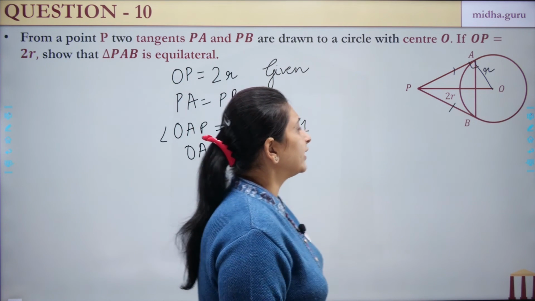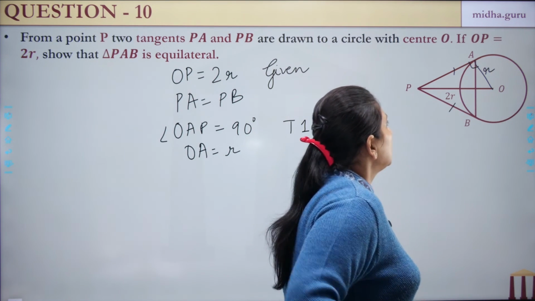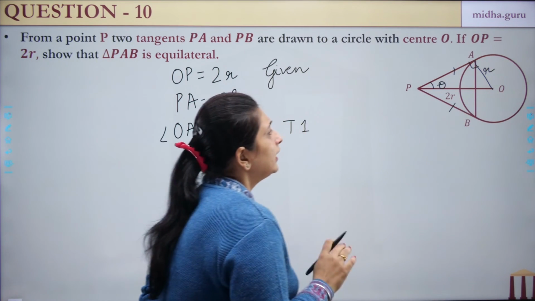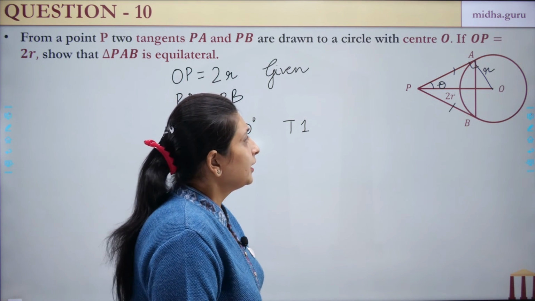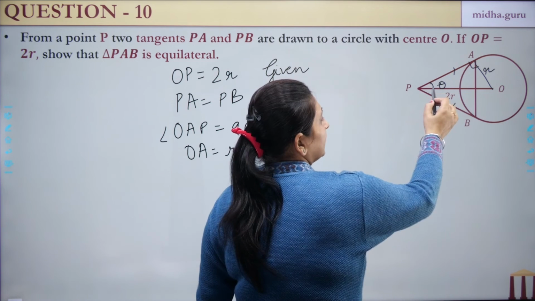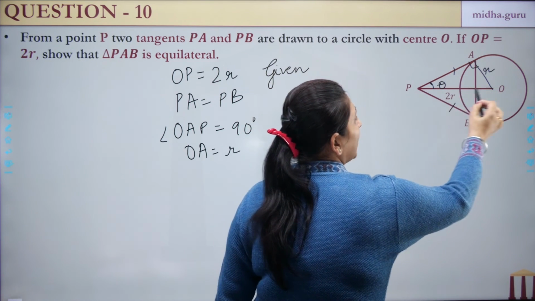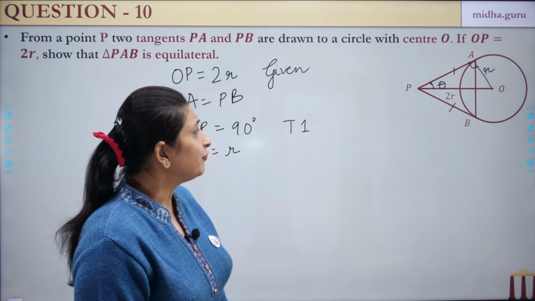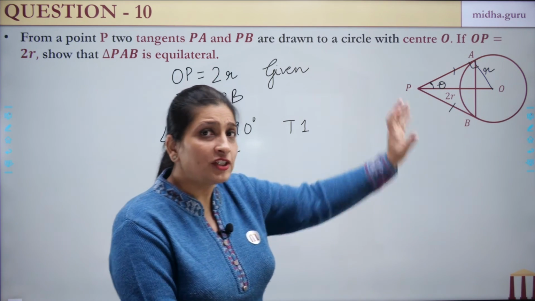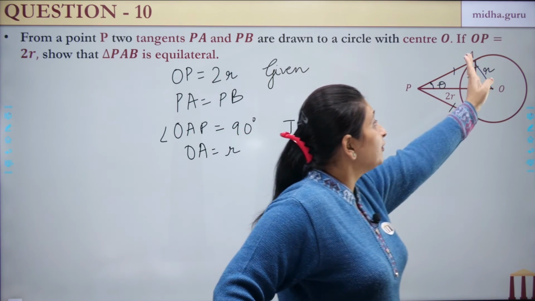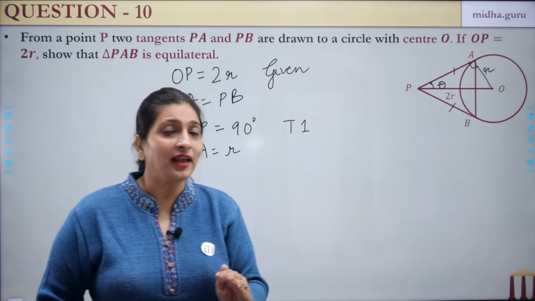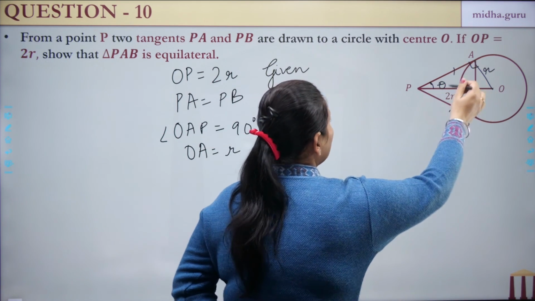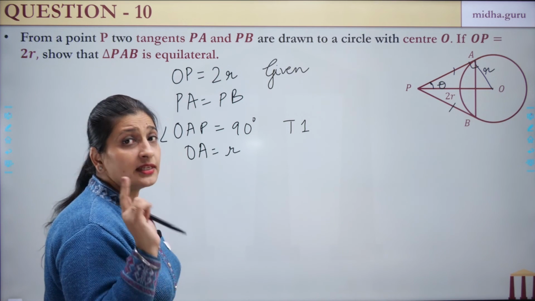Now we have to prove this triangle is equilateral. Let us assume angle APO is theta. Now if this is angle theta, opposite is the perpendicular and this is the hypotenuse. So we have P and H. Again, we are using trigonometry and we'll find out this angle. As we have studied in class 9, if we have been given two sides of a right angle triangle, we can find the angles also.